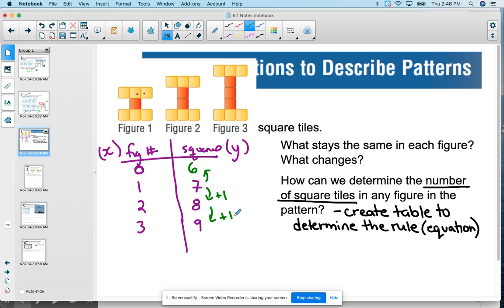My equation: this tells me my coefficient, so this tells me my A. So put that in there. This is a 1. x plus B. B is my constant, always found from figure 0. This is 6. There is my general rule, aka my equation, with x being my figure number and y being my number of squares.